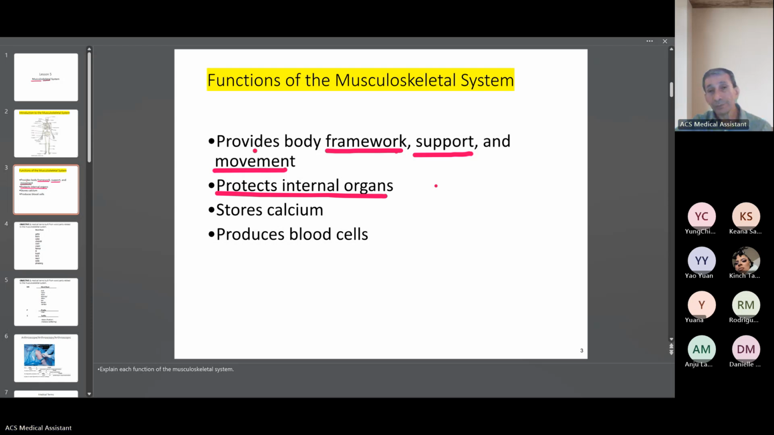The skull protects the brain. The rib cage protects the chest organs, heart, blood vessels, lungs. The hip bones protect the reproductive and urinary structures. One more function, stores calcium. Bones store calcium. Bones do not produce calcium. They store it. It's a storage for calcium.